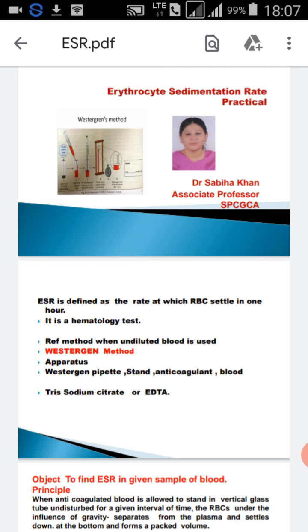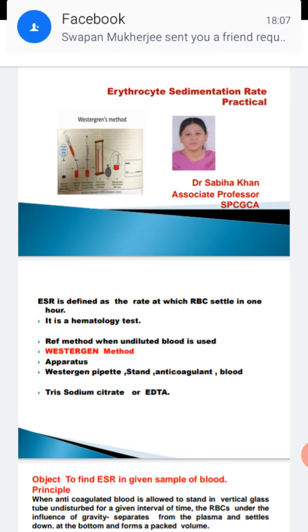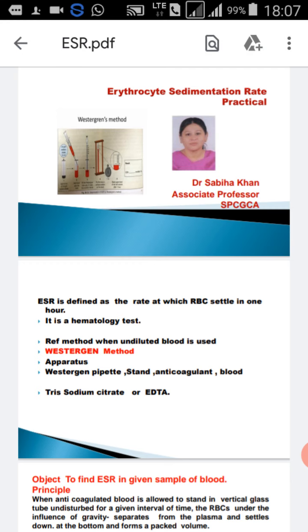So, students, what is ESR? As we know, ESR is defined as the rate at which RBCs settle in 1 hour. Erythrocyte sedimentation rate is a hematological test, and it is done when there is some inflammation in the body. Due to this inflammation, the ESR value changes, it varies.